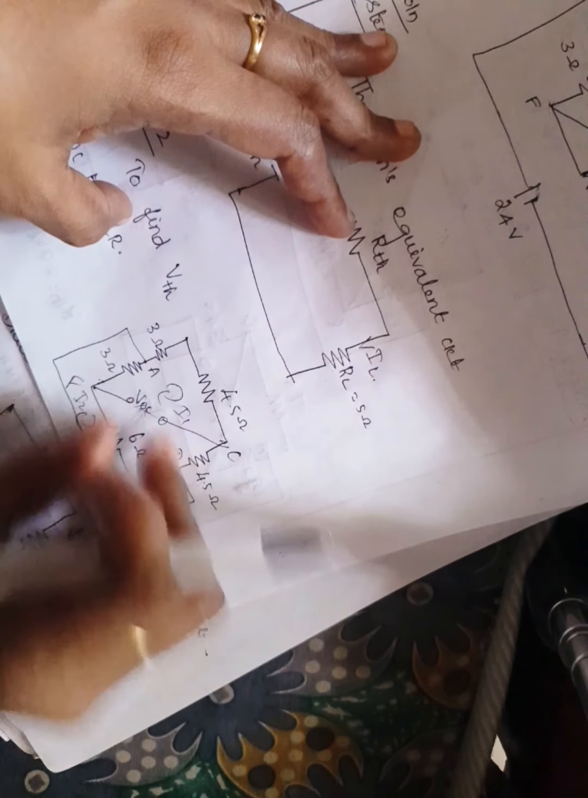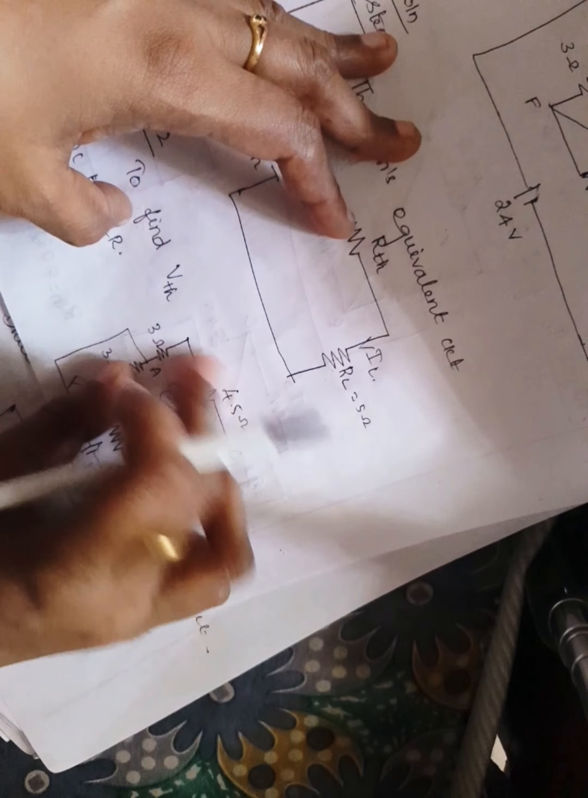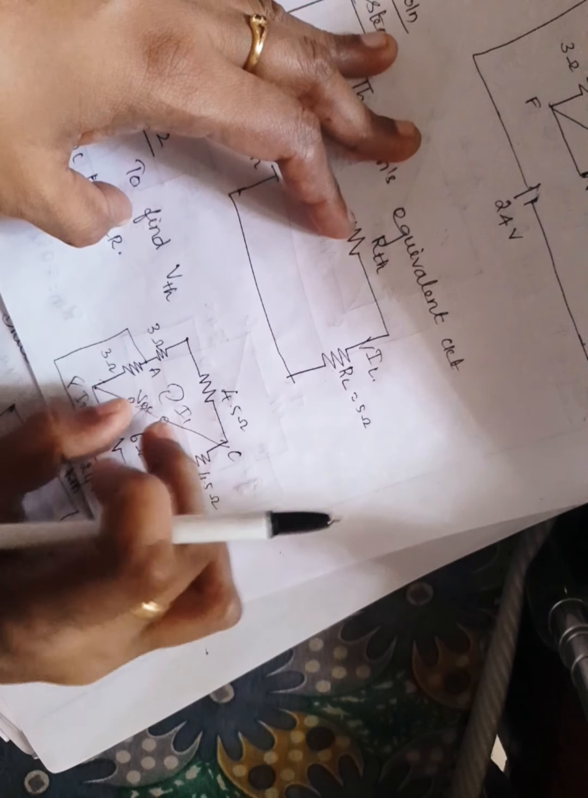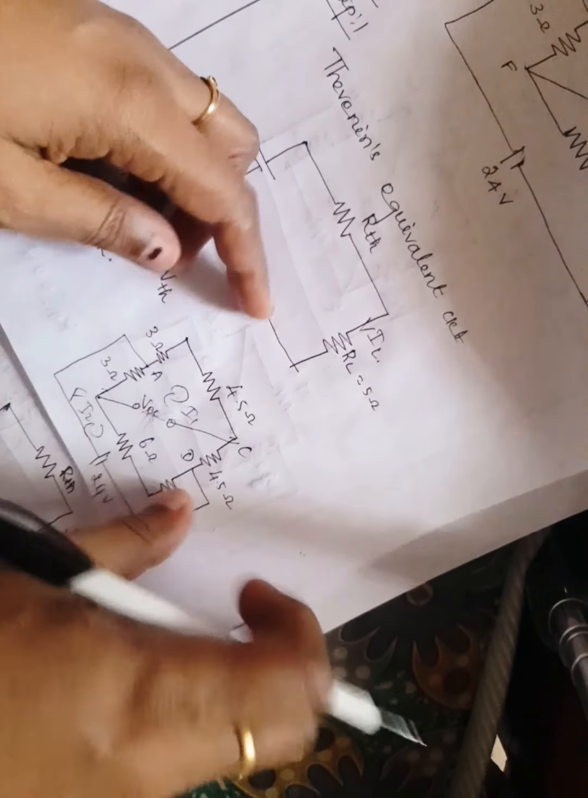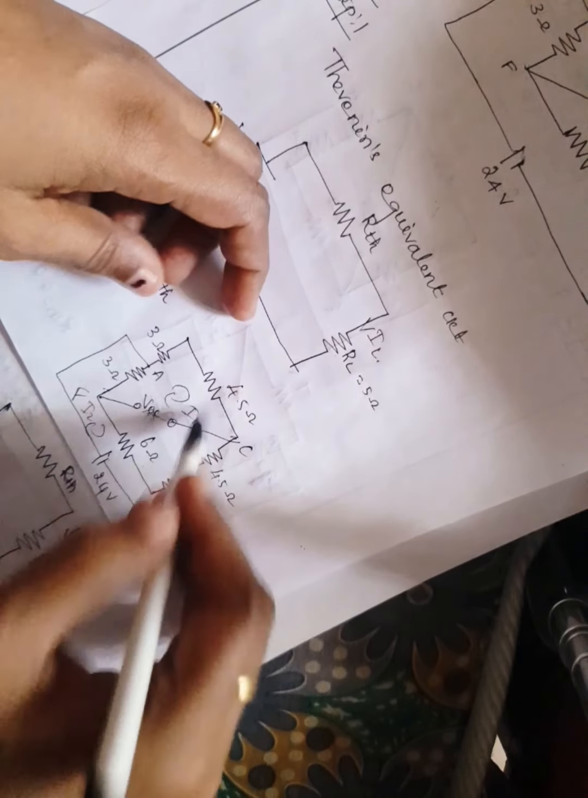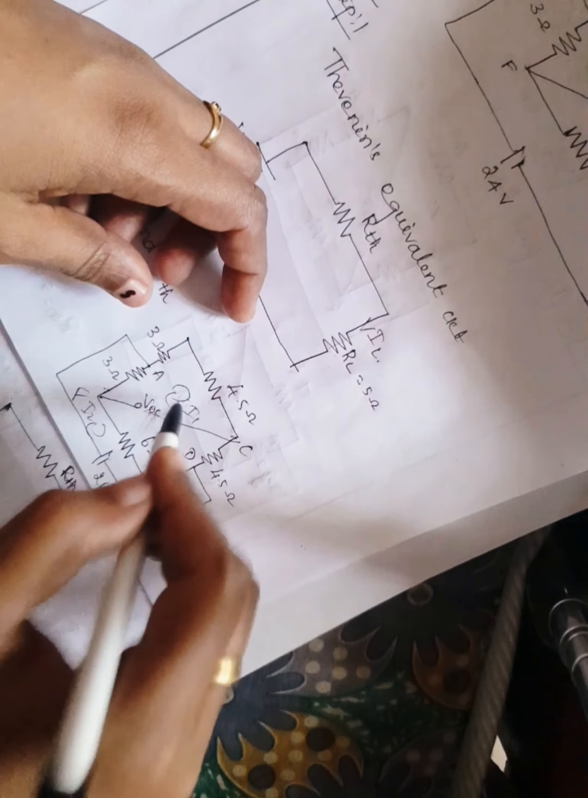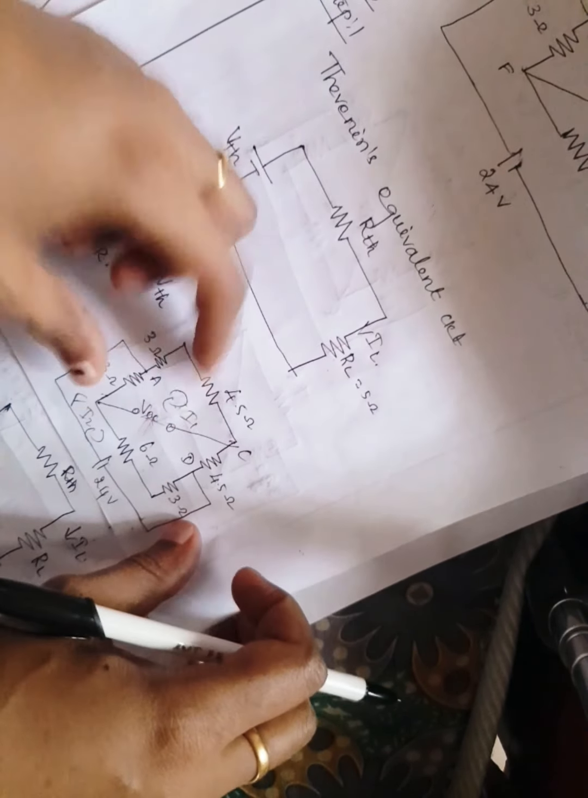Okay, so if you find this voltage, you will get the open circuit voltage or Thevenin's voltage. Okay, open circuit voltage or Thevenin's voltage. So first, in order to find this voltage, first you need the current I1. So in order to find current I1, we are using mesh analysis.